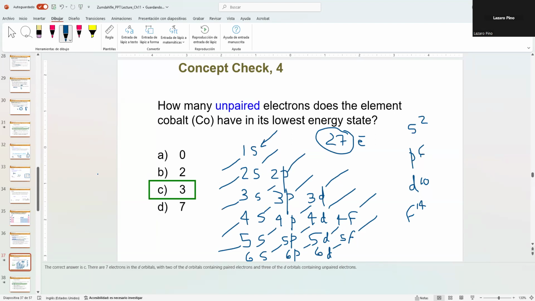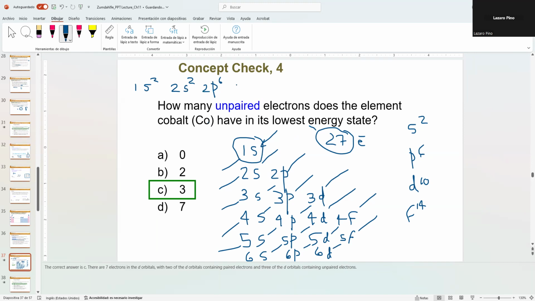For example, let's begin by 1s, and you know that 1s can contain only 2 electrons. After this, we go to 2s. 2s can have 2 electrons. Then 2p, it can have 6 electrons. Until here, we have 10 electrons. We have to arrive until 27. That is the number of electrons in cobalt.